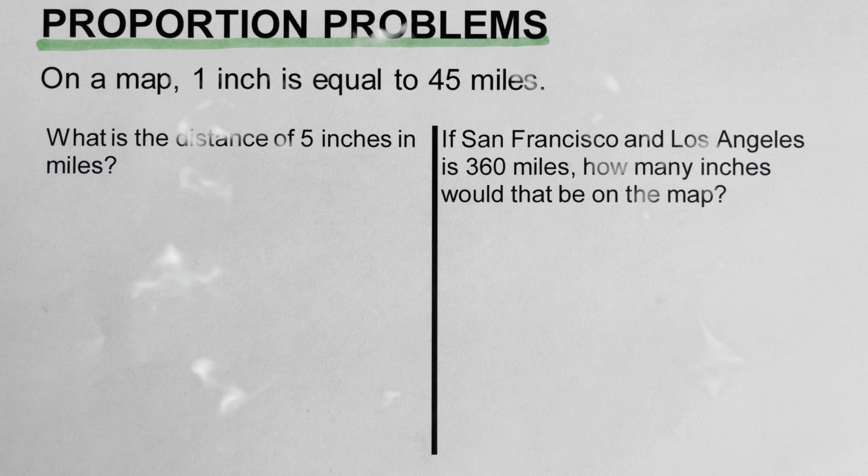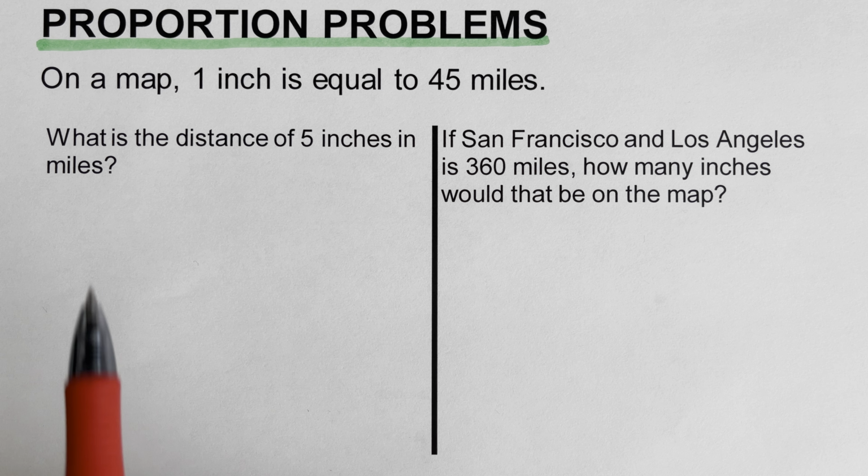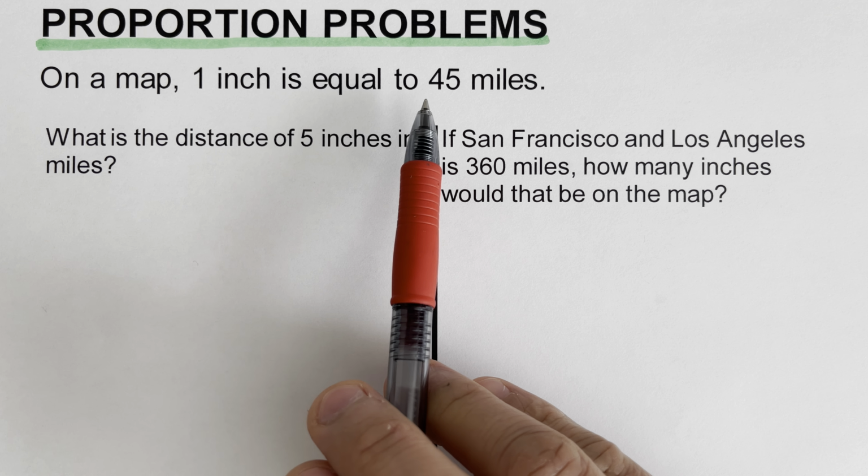Hello everyone. This video will focus on proportion problems. Let's take this first example right here. On a map, 1 inch is equal to 45 miles.